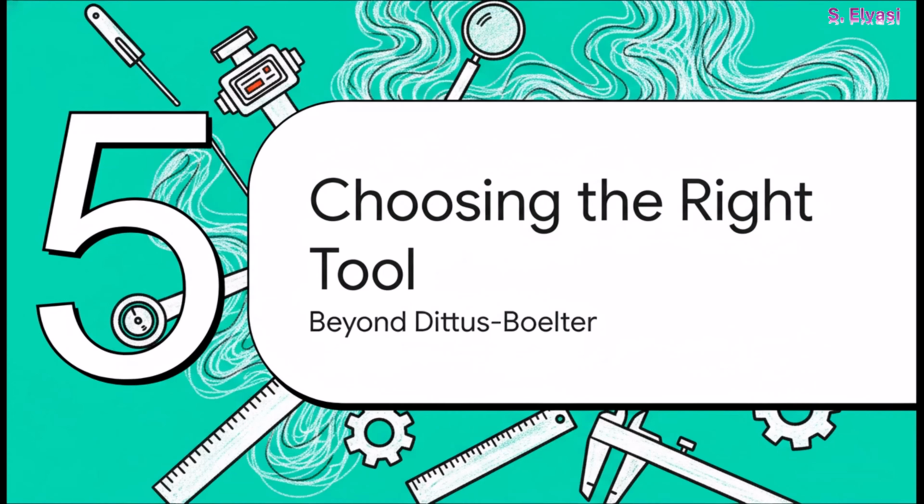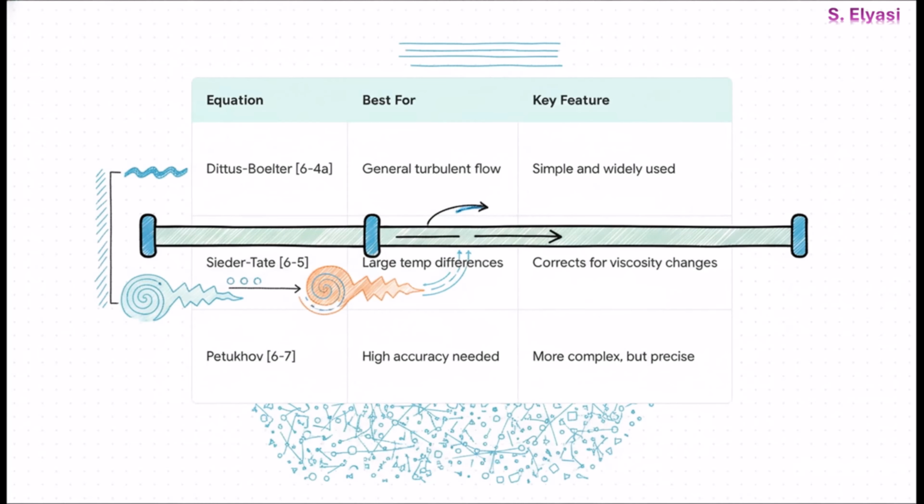But a huge part of being a good engineer is knowing the limits of your tools and knowing when to reach for something a little more specialized, because it's definitely not the only correlation in the toolbox. And this is super interesting. Here are a couple of other options, also from our source material. Let's say you have huge temperature differences. The Sieder-Tate correlation is your friend. It adds a little correction factor for how the fluid's viscosity changes. Or what if you need crazy high accuracy? Then you might use the Petukhov equation. It's more of a beast to calculate, but it's also more precise.